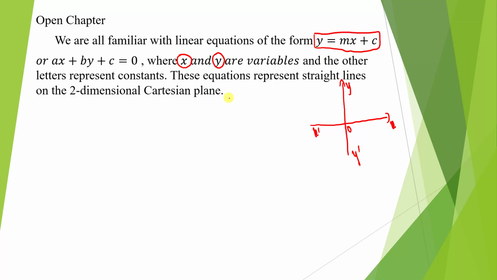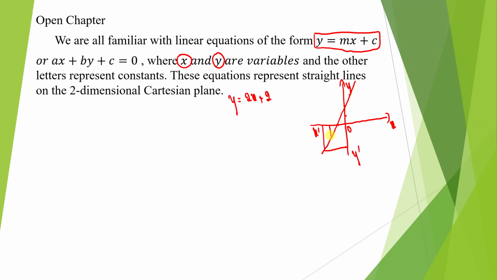We already know the line y = 2x + 2. This is only an example. If x equals 0, we get y equal to 2. When y equals 0, we get x equal to minus 1. So this is the straight line of our linear equation.